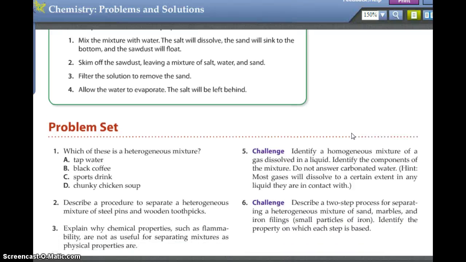And number 3, explain why chemical properties such as flammability are not as useful for separating mixtures as physical properties are. Well, think about the difference between chemical and physical. Chemical changes produce a new substance. Physical changes do not. And a lot of physical processes are easy to reverse, like boiling and condensing. Therefore, it is always more appropriate to use differences in physical properties to separate the mixtures, because if you make a new substance, you're not separating them, you're making new stuff.